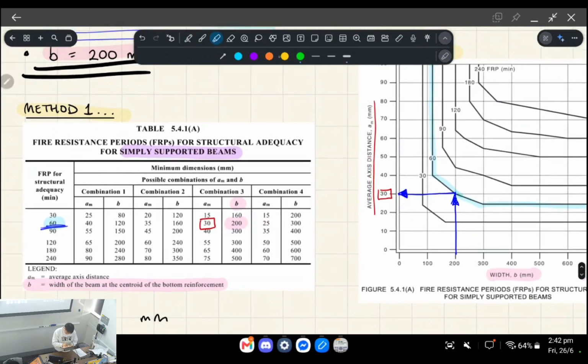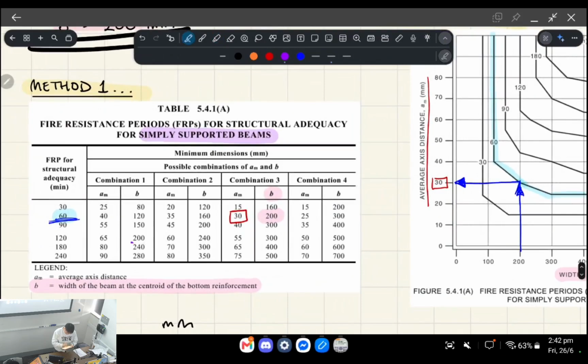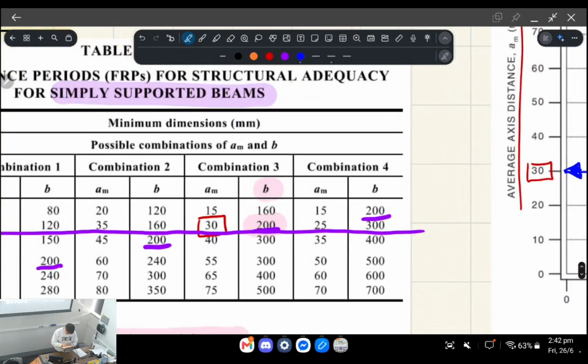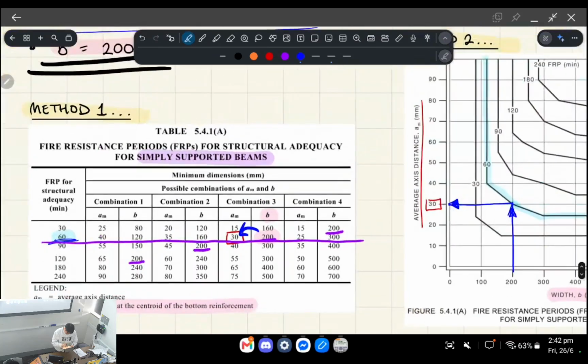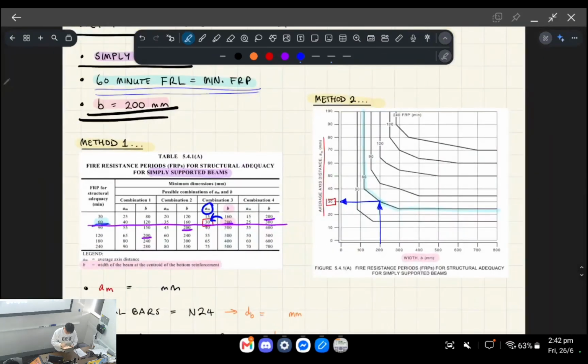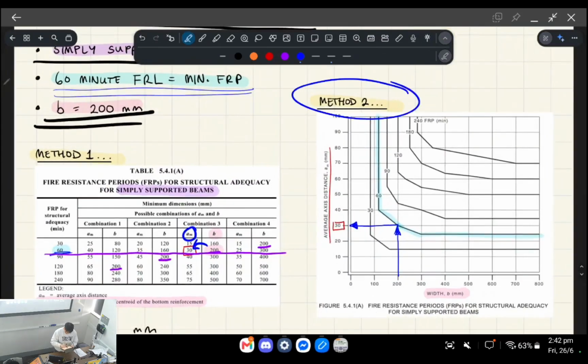So let's do this in purple outline. We know that our beam is 200 wide, right? So for one of these combinations, it will basically work, and we're looking at this row, right? In purple, I've highlighted all of the beam widths, but specifically, we're looking at this row. So therefore, we're concerned with this, the axis distance, okay?